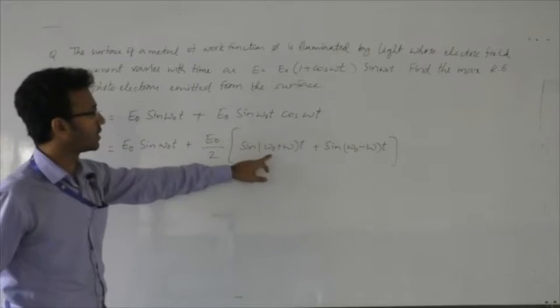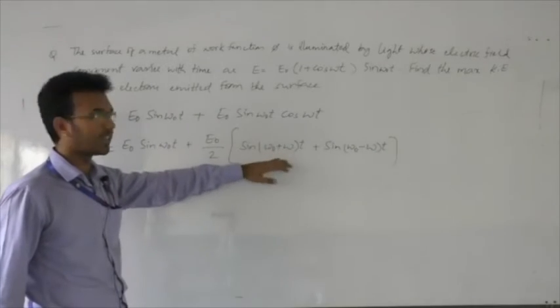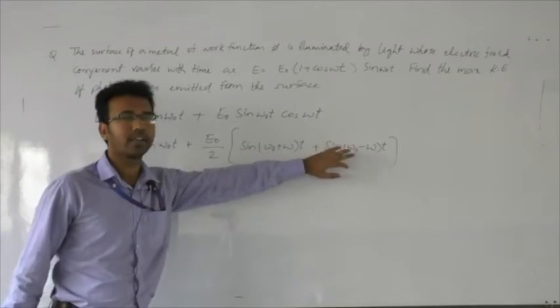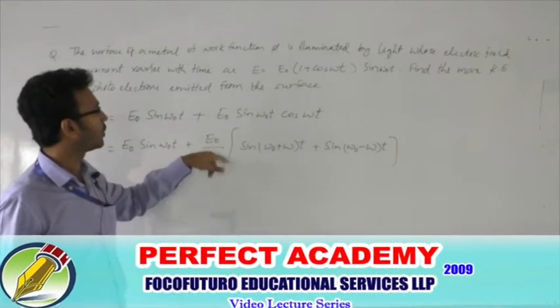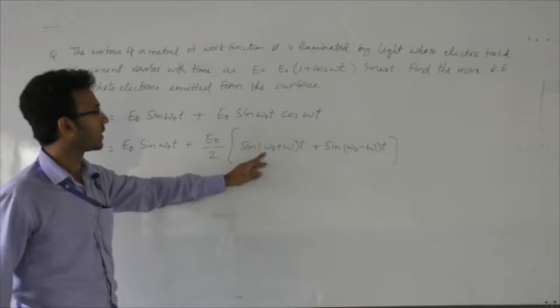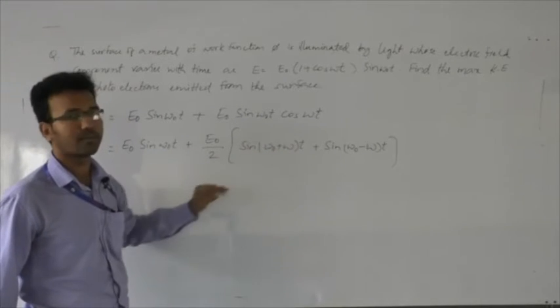So sin of A plus B is sin A cos B plus cos A sin B, and sin of A minus B is sin A cos B minus cos A sin B. So divide by 2, we will get this sin A cos B. So sin A is omega naught, B is omega.